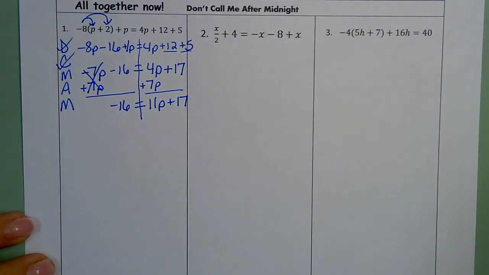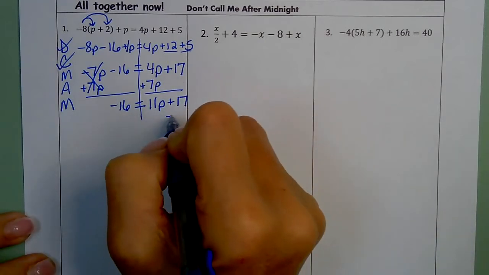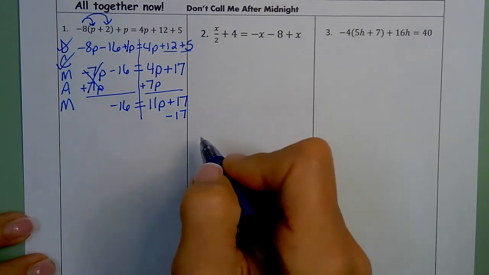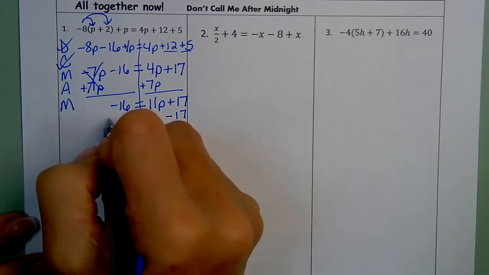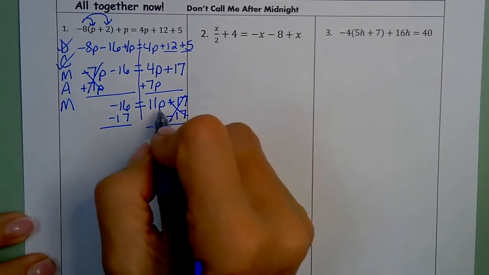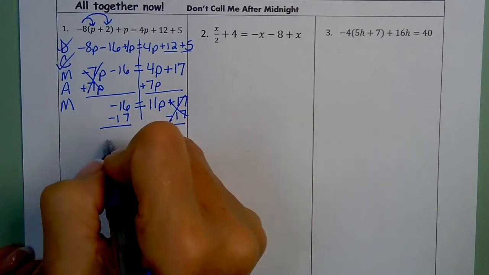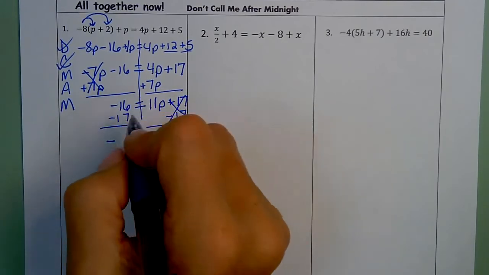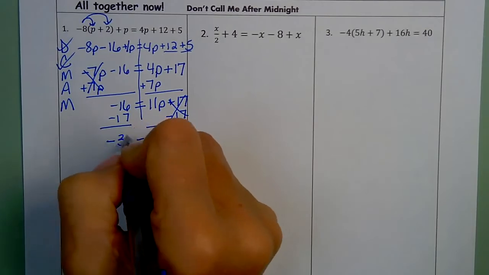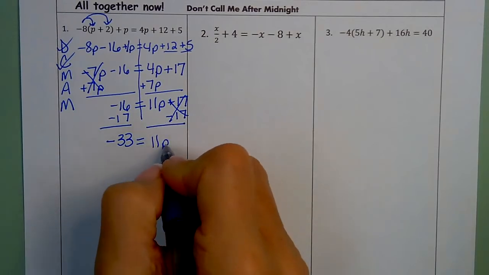Okay, so now I have my variable on one side. You've got to get that constant on the other. So the inverse of plus 17 is minus 17. Do that here. I have to do it here as well. Okay, so I have 11p equals, and I put these together, and I get -33. All right, so -33 equals 11p.